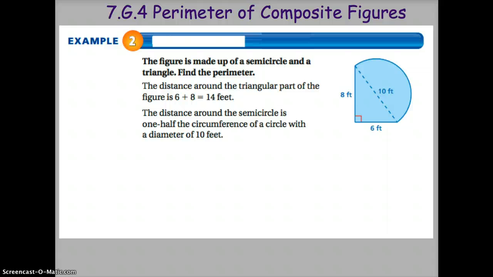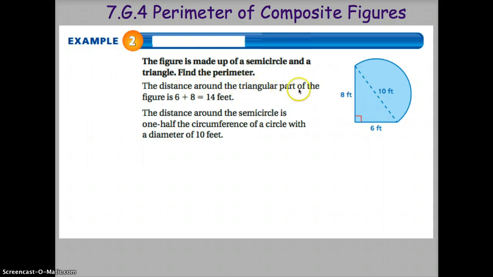The figure is made up of a semicircle and a triangle. Find the perimeter. So here we have a semicircle and we have a triangle. One thing you do want to watch out for is the semicircle, normally you add the diameter in when you're finding your final answer, but because this is in the middle of the shape, it's not part of the perimeter. Same thing with a triangle. If you're finding the perimeter around the triangle, you would add that 10 in, but since we want to go all the way around the whole shape, we're going to ignore that 10.